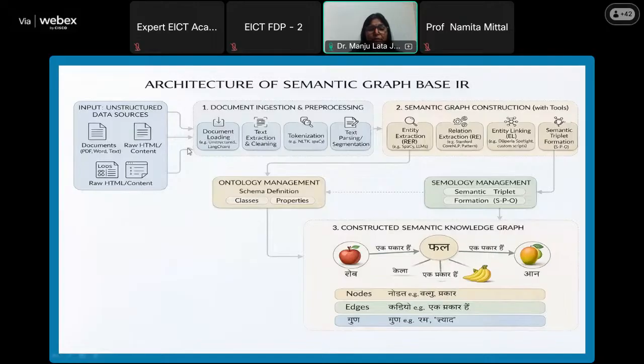Once this raw data is provided to the pipeline, we have document ingestion and pre-processing. In document ingestion, the documents are loaded, and LangChain is one of the tools through which documents can be loaded in this graph-based model. Then text extraction and cleaning: whatever text is in these documents will be pre-processed first. For example, punctuation marks can be removed and words can be broken. Non-content words, like in English "is" and "the", or in Hindi "yeh" and "weh", can be removed because they will not help us in creating the semantic graph and further in retrieving results.